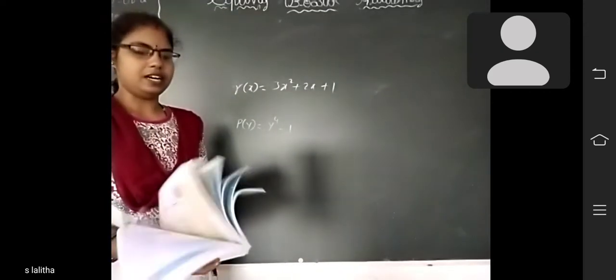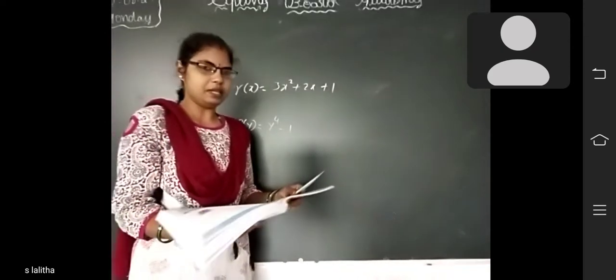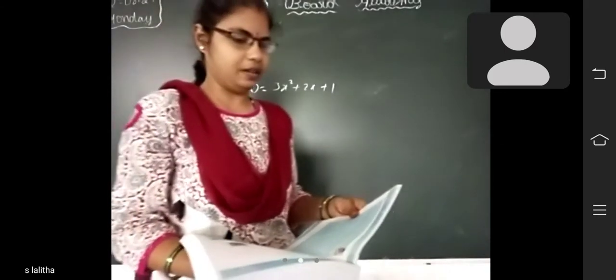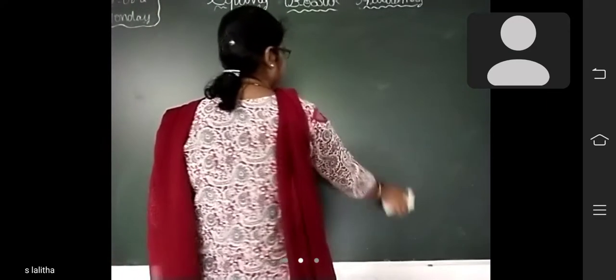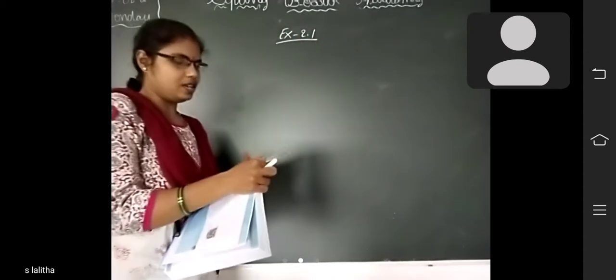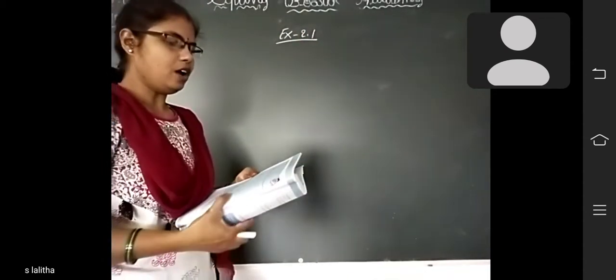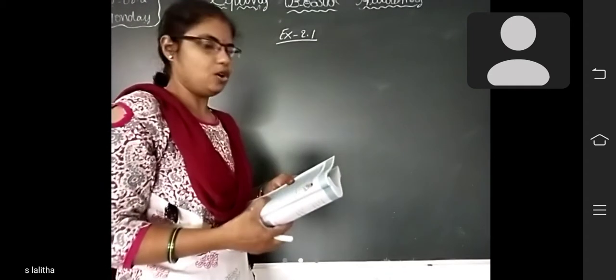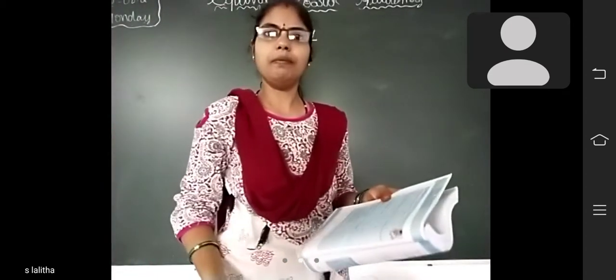Next, turn to page number 32. Exercise 2.1. Put a heading, all of you: Exercise 2.1. First question. Find the degree of each of the polynomials given below. You have to write the degree of the polynomials.